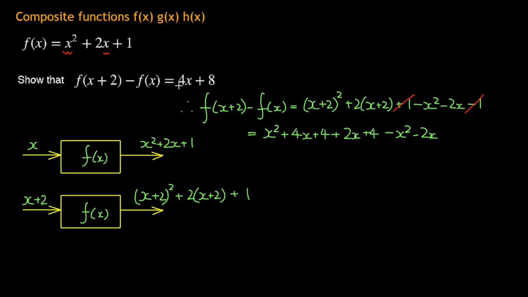As I'd hoped for, because given the answer has got no x squared terms, the x squared terms disappear. And also this 2x will cancel with this negative 2x. So gathering up the remainders, I've only got a 4x. And I've only got a 4 and a 4, so this is plus 8. And happily this matches what we were asked to prove. So this is your answer.